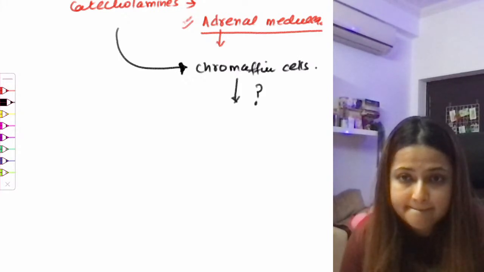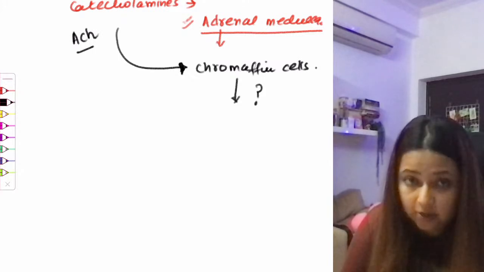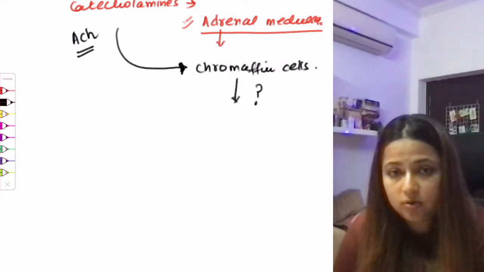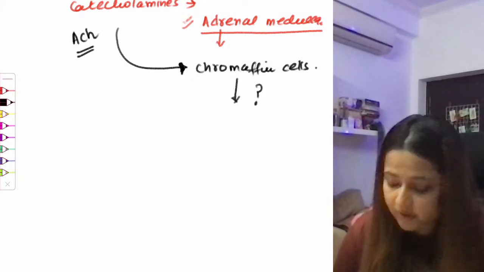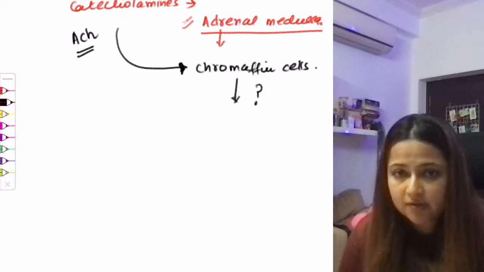Anyone? Excellent, Gurjeet. The answer to this question is acetylcholine. Acetylcholine stimulates the chromaffin cells to release the catecholamines. Okay? Several times we have discussed this.